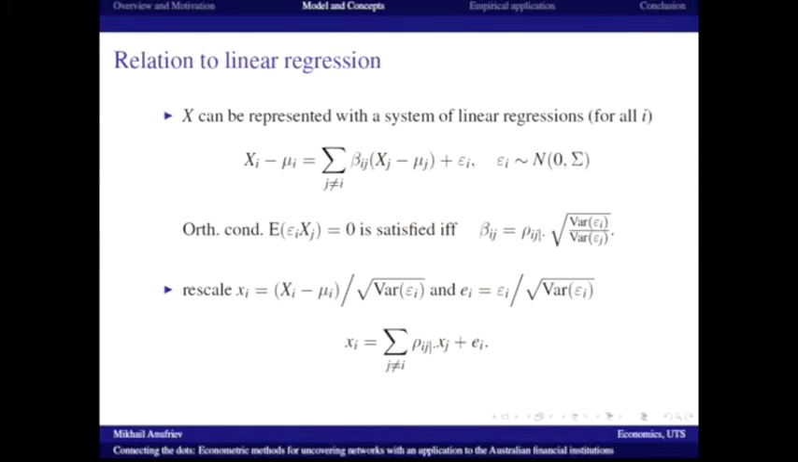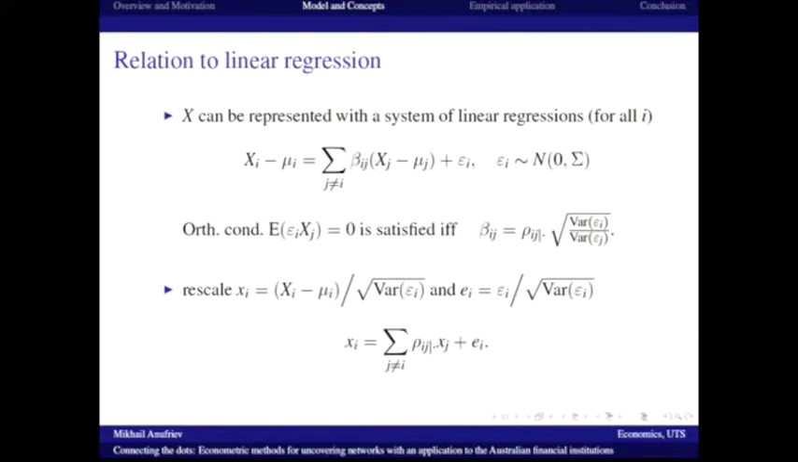To proceed a little further, I think it's useful to establish some relationship with linear regressions, which we are all familiar with. So x is a random variable which has a number of random variable components, the financial entities. Take one of them and regress it, the mean, on all the others. The equation which you see here is this exercise. For any i, you regress this variable on all the others, and you also have some residuals. So beta ij is the effect of xj in this regression on xi.